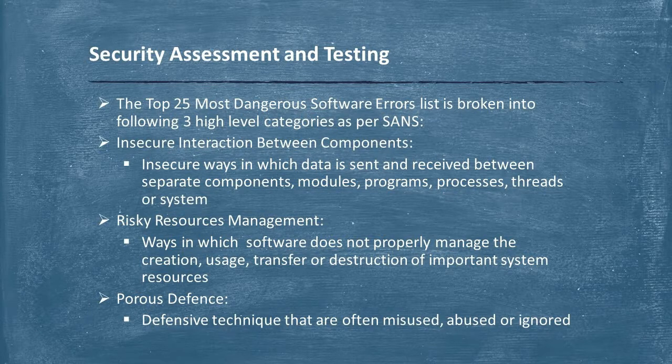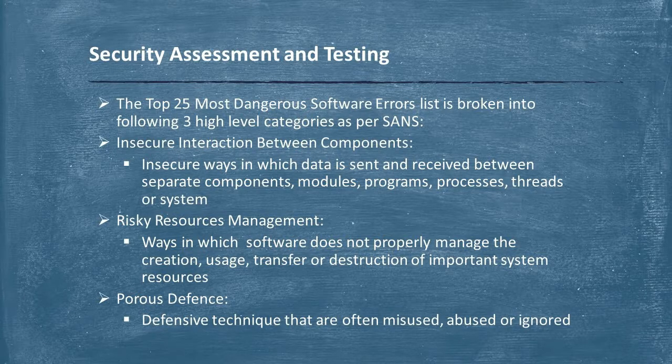Now in this session, we just take a look at the top. The SANS Institute has categorized the top 25 vulnerabilities into three categories. They have categorized under three categories: the topmost dangerous software errors or vulnerabilities. Let us see one by one.